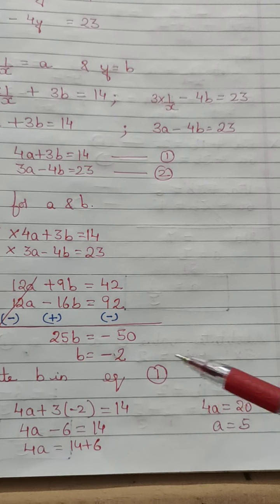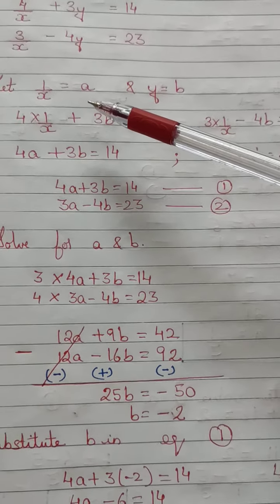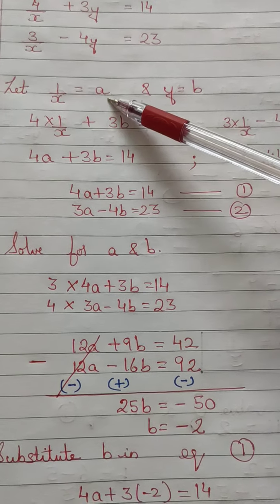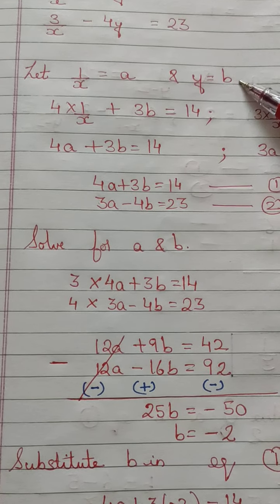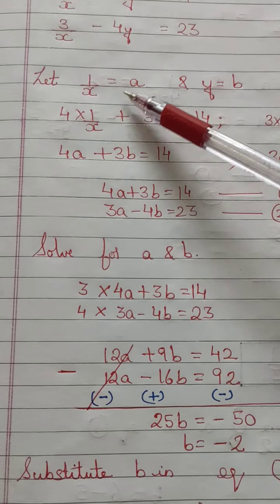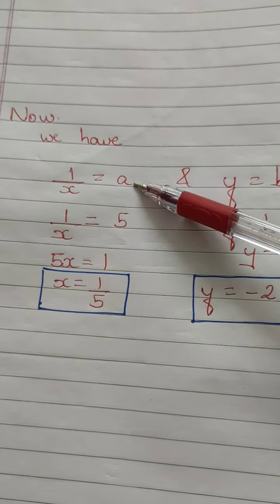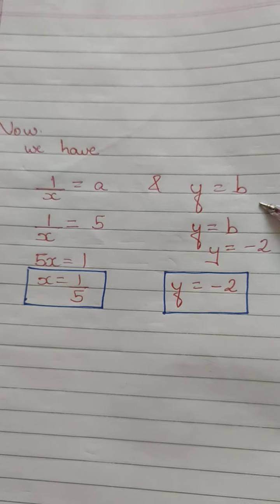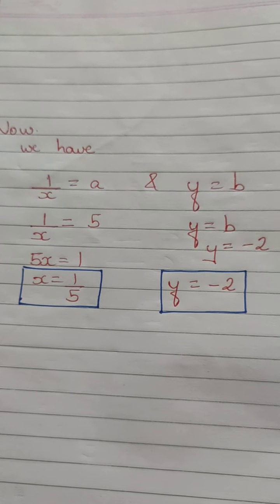After getting the value of a and b, we'll come back to the assumption step where we had assumed that 1 upon x is equal to a and y is equal to b. Is it okay? And I'll substitute the value of a and b over here. That is 1 upon x is equal to a. What was the value of a? 5. So I've substituted 5. Y is equal to b. What is the value of b? It is minus 2. So simply y is equal to minus 2.